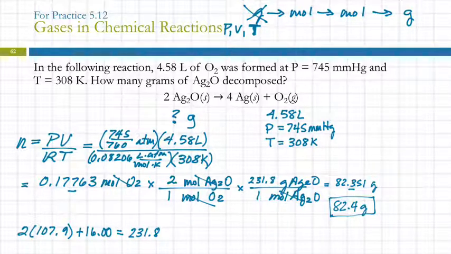Any questions? They could tell us that this volume of oxygen was collected over water at this pressure and make us look up the vapor pressure of water and subtract that off. There's just so many different things you can do with this problem.